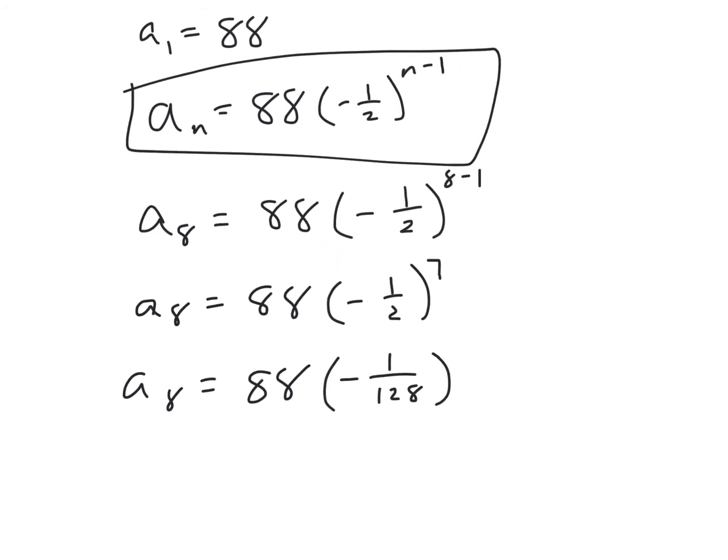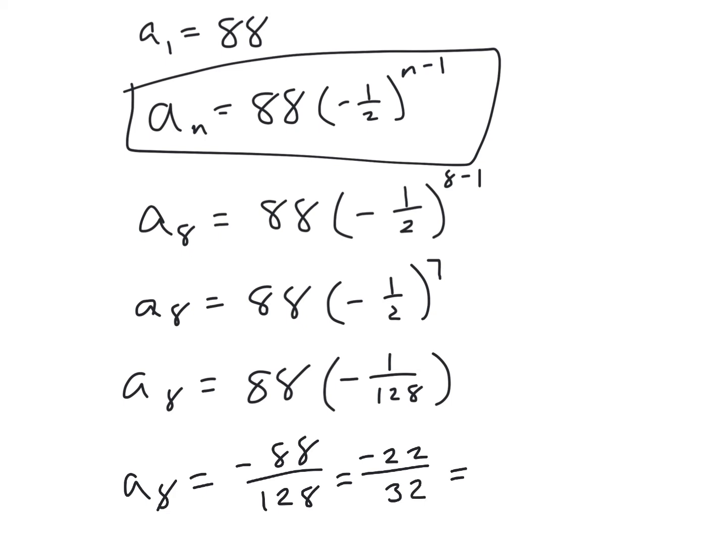So a sub 8 is equal to negative 88 over 128. And we can simplify this a bit. Let's see, 4 goes into both of them. This would be 22 over 32. 2 goes into both of them again, so negative 11 over 16. And that's as much as we can go.